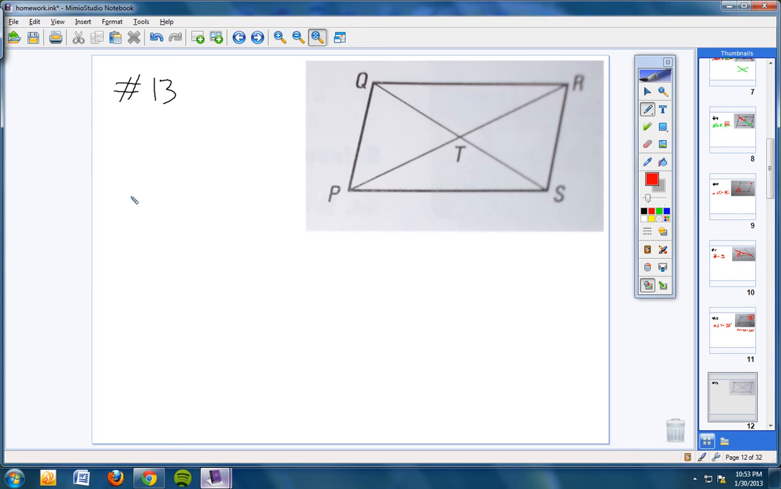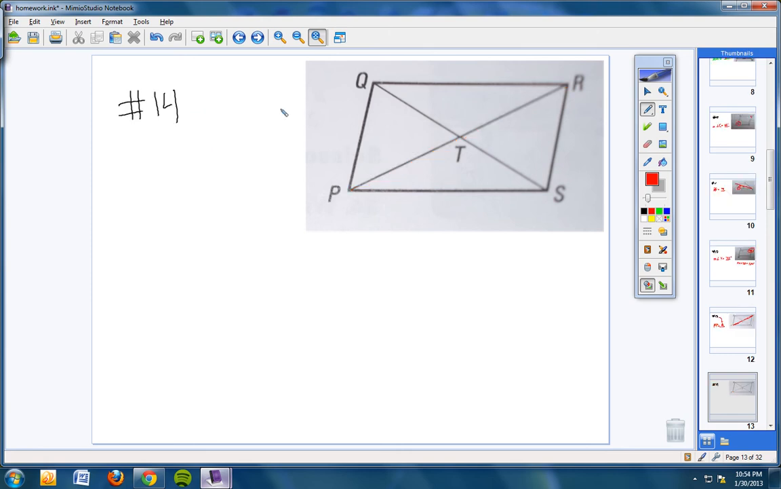Well, let's take a look. Number 13, they want us to find a segment congruent to PT. All right, let's see. Well, here's PT right here. That's pretty easy. That's going to be TR. What letter would that be? RT, TR, letter B. So the answer to 13 is letter B.